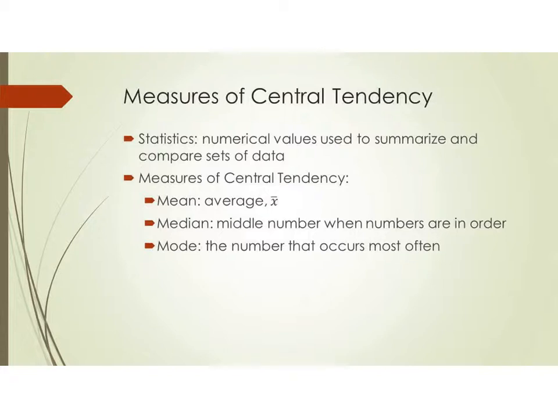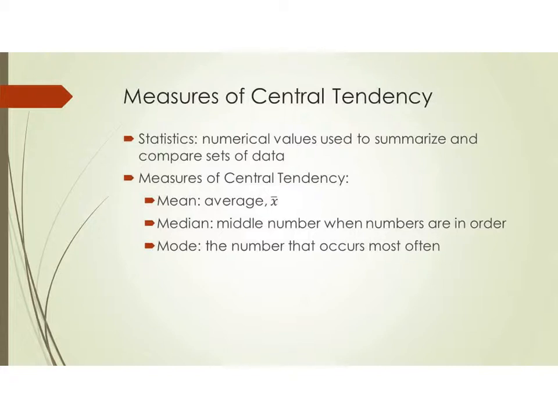So we're going to start out talking about your three measures of central tendency. And those are mean, median, and mode. And they're called measures of central tendency because most often they gather around the center of the data, so that they tend towards the center, which is why they're called measures of central tendency.